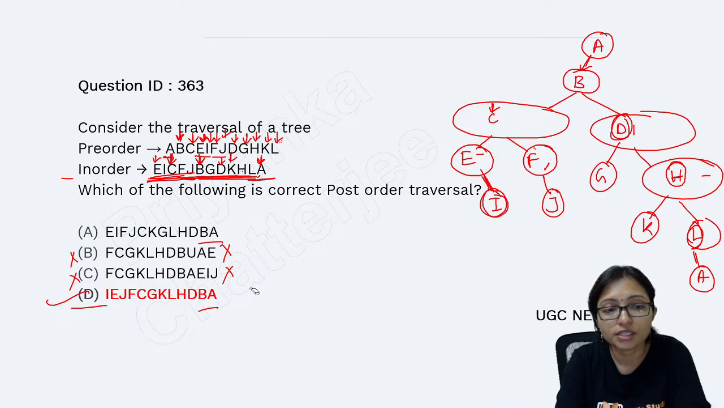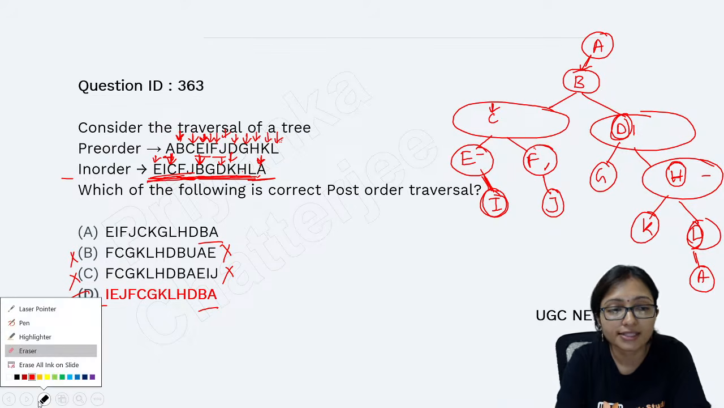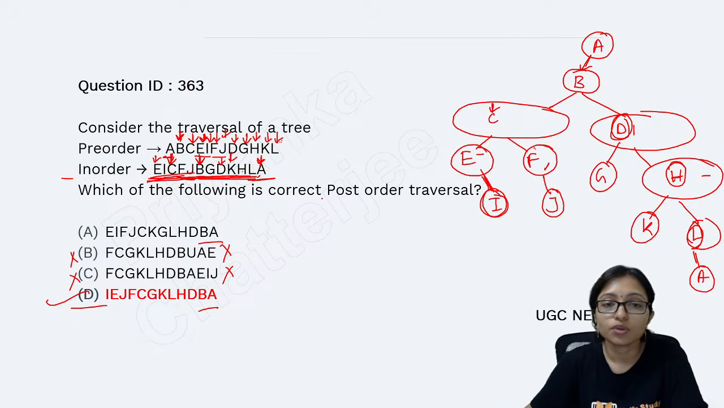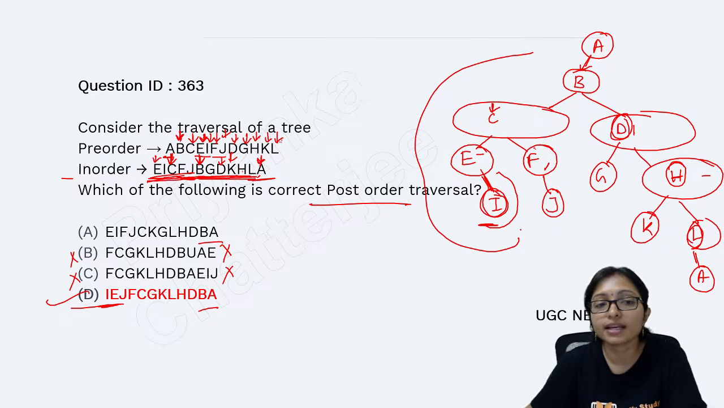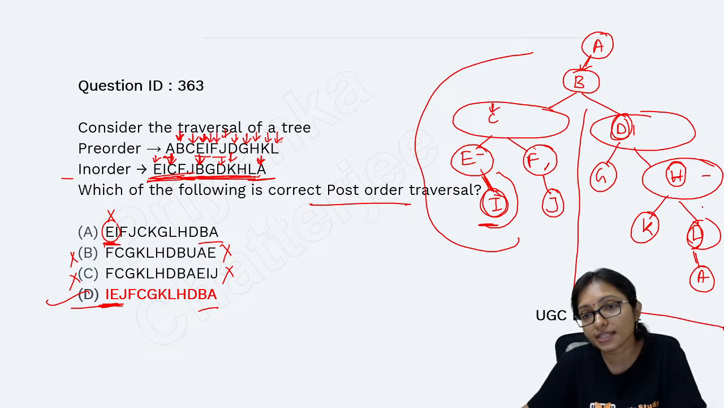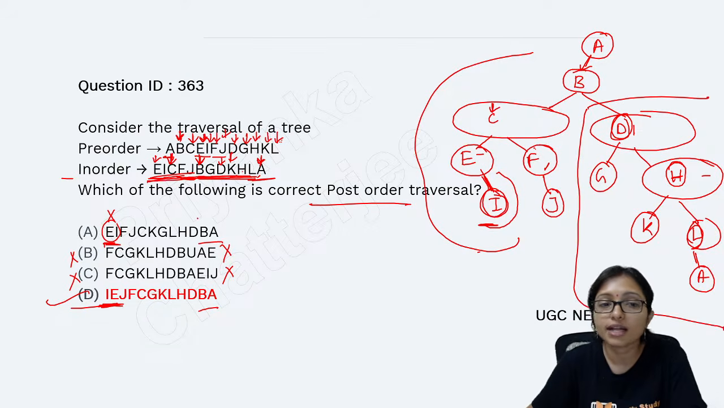Now what will be the correct answer? It was asking for the post-order. Post-order means I will start from the left subtree. So E, I is coming here. After drawing the left part you can get the answer. You can see E here, it is I, E. IE is not your answer. EI is your answer. So even without drawing the right subtree you can get the answer by drawing the left subtree.